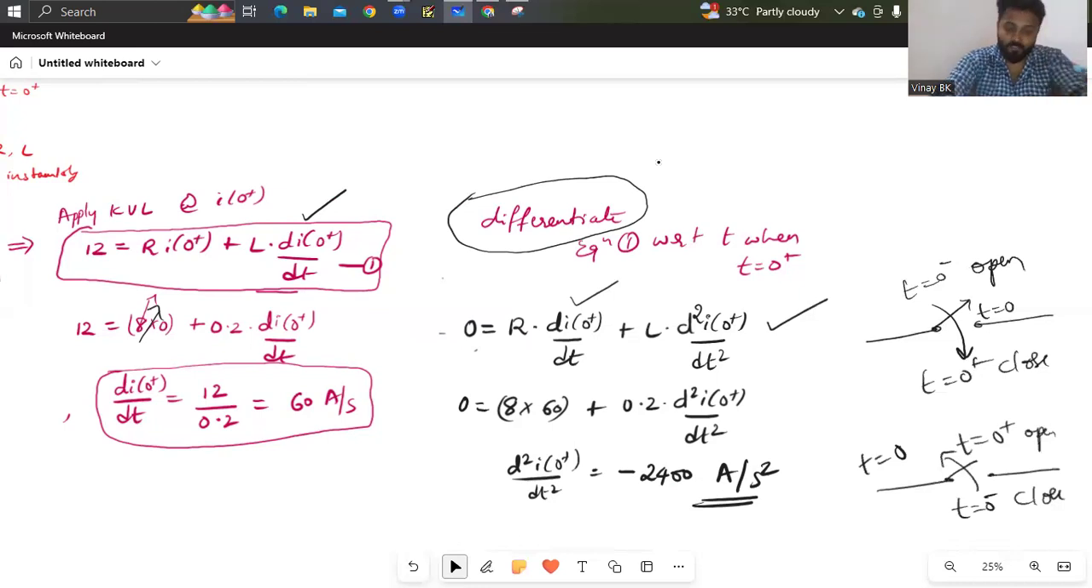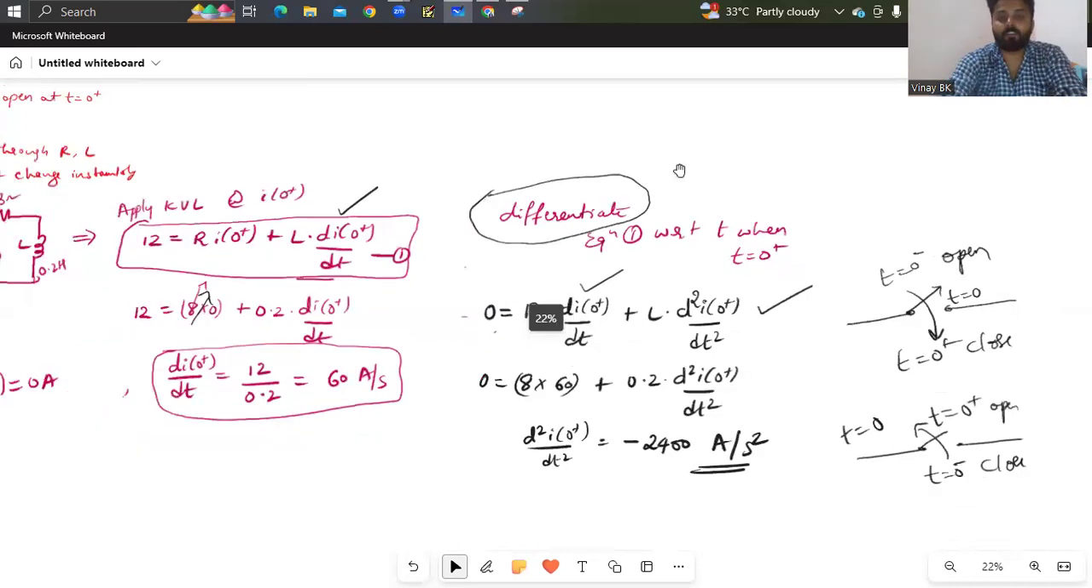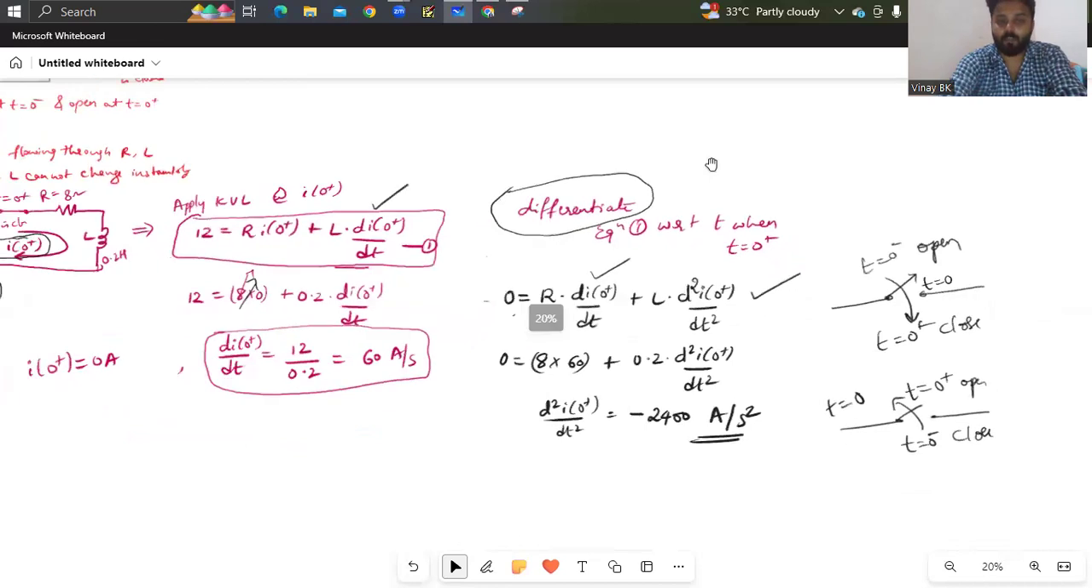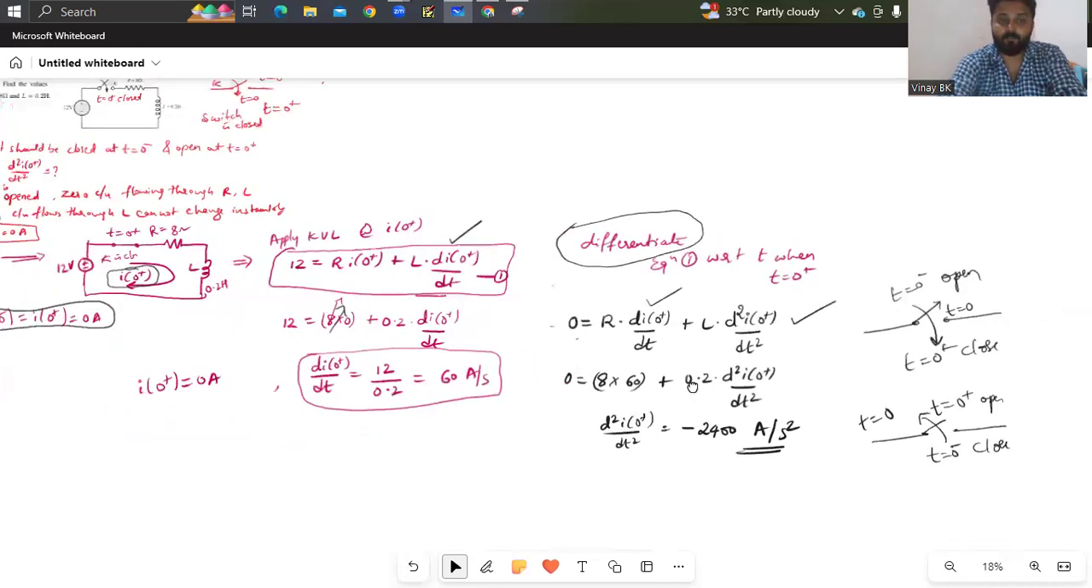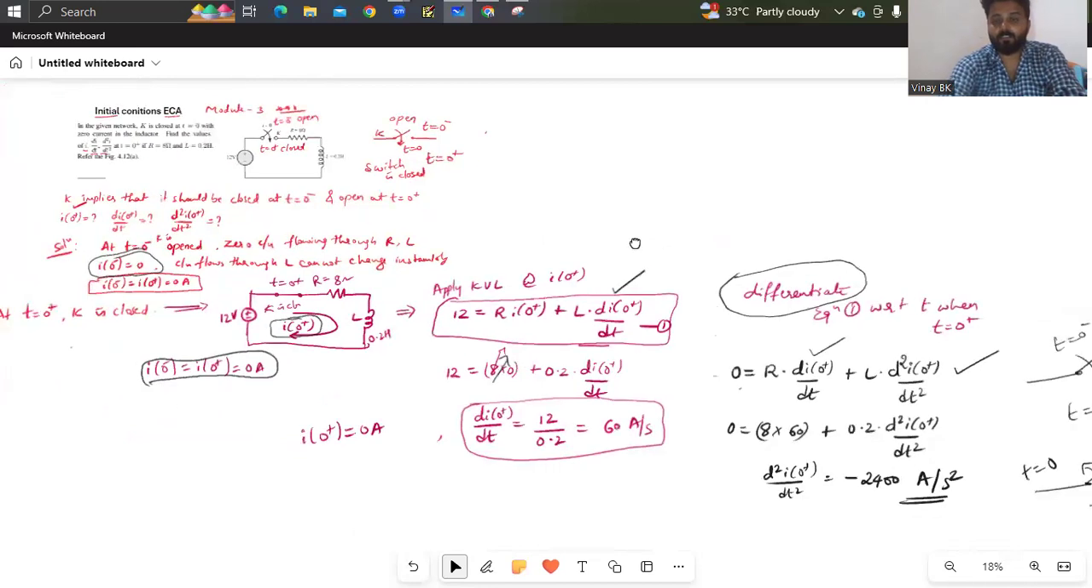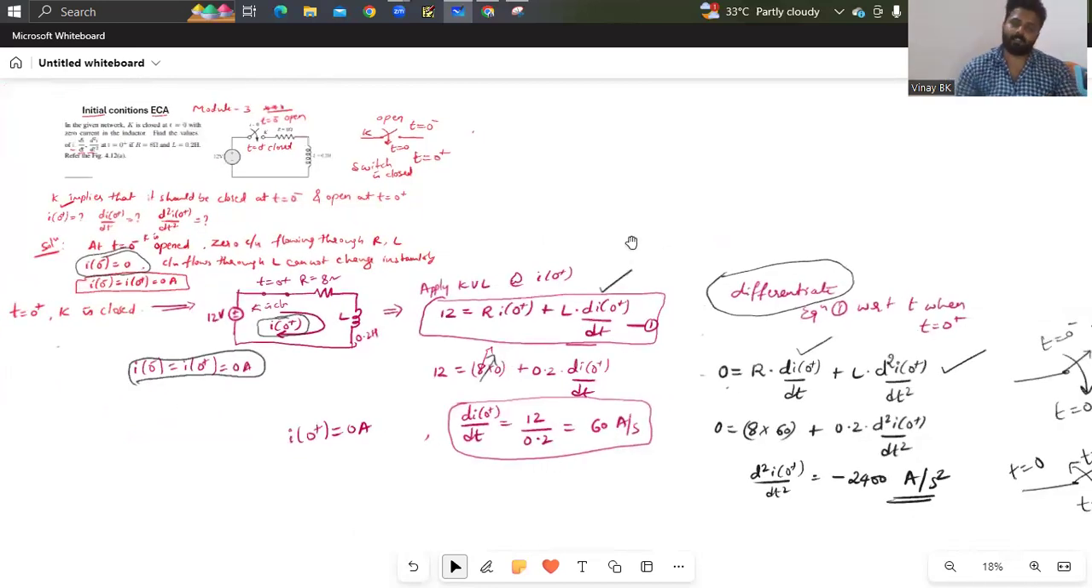So this is all the solution. If you're having any doubts regarding this problem, feel free to write in the comment box. And this type of question they asked many times in examination. Just understand the concept. It will definitely help you for the examination.